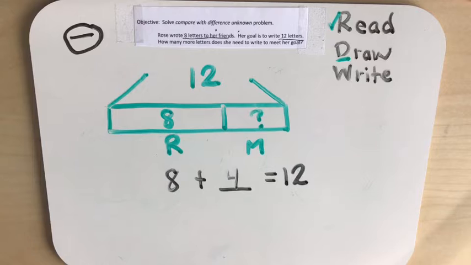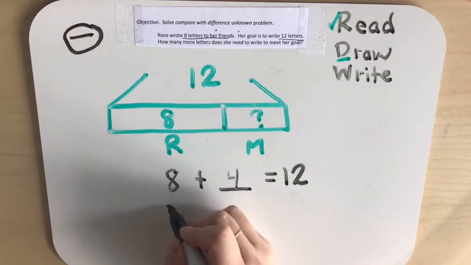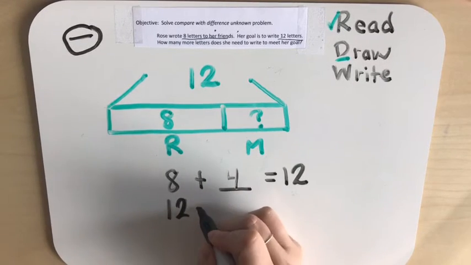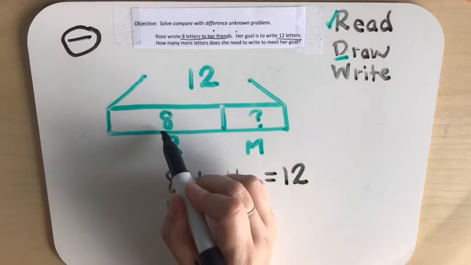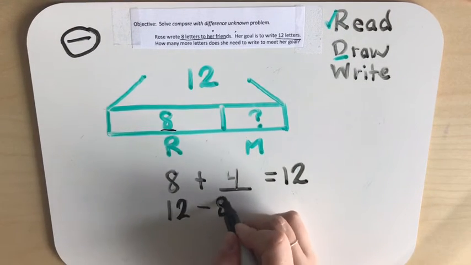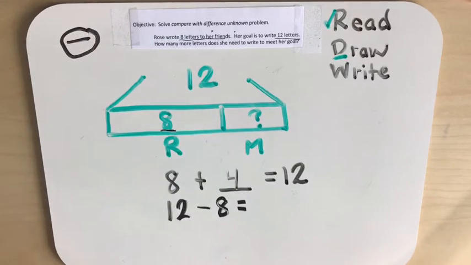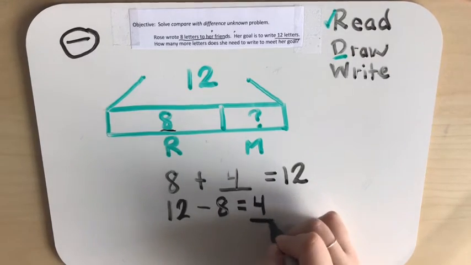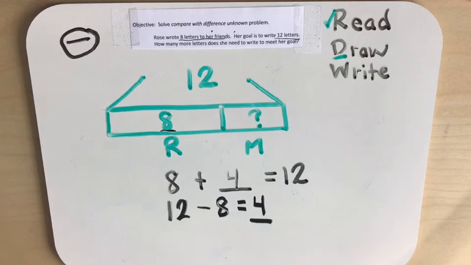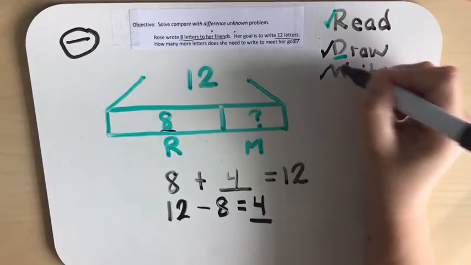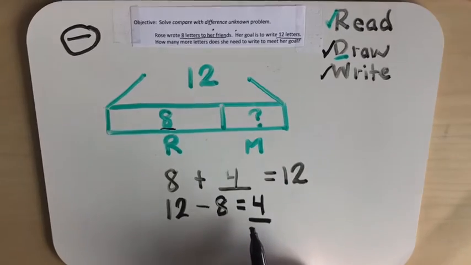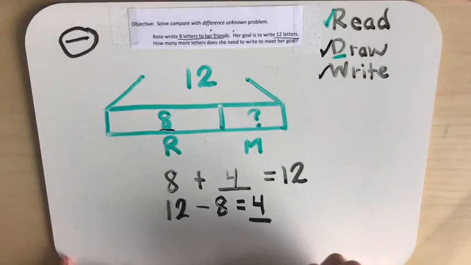I could do 12 minus 8, because that's the part that we already know, equals 4, and that will help me find the missing part. How many letters does Rose still need to write? We have found 4. So we wrote a number sentence. Now we need to write a statement.